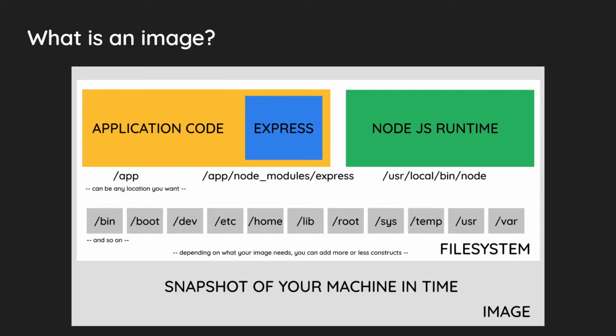A Docker image is a unit of packaging that includes everything that you need to run an application: the code or binary, the runtime and its dependencies, any other OS constructs or file system objects that are required. So your image essentially represents a file system, and your code can be stored anywhere you want.